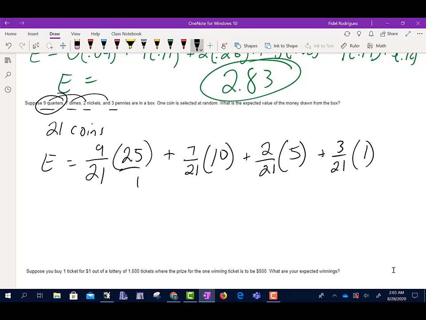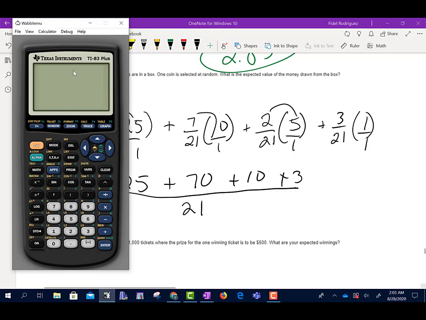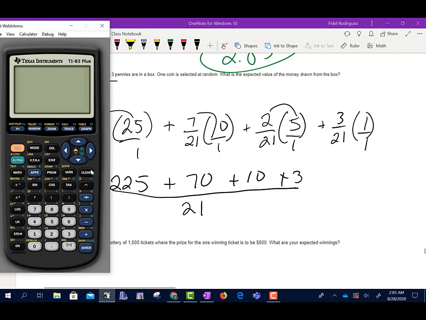Okay, so I'm going to think of these numbers here over 1, and let's see, 9 times 25. I know 8 quarters would give me $2, so 9 quarters would give me $2.25. 7 times 10 would give me 70. 2 times 5 would give me 10. 3 times 1 would give me 3. Notice the bottom is all over 21. Now I'm just going to take my numbers and add them up. Okay, so let's turn it on.